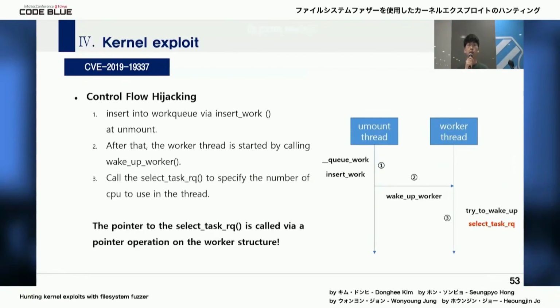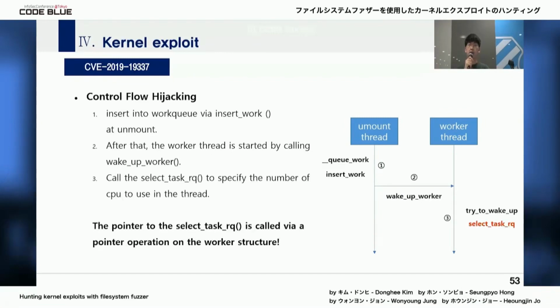First, it inserts a structure pointer into the work queue through the insert_work function that is called upon unmounting. Second, a worker thread is created through the wake_up_worker function called from the unmount thread. Third, it calls the select_task_rq function pointer that exists in the structure field to specify the CPU number to be used by the thread.